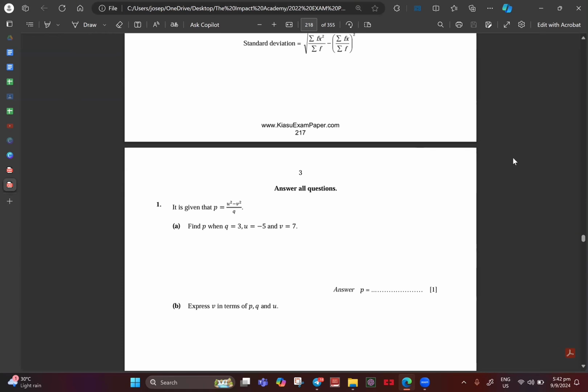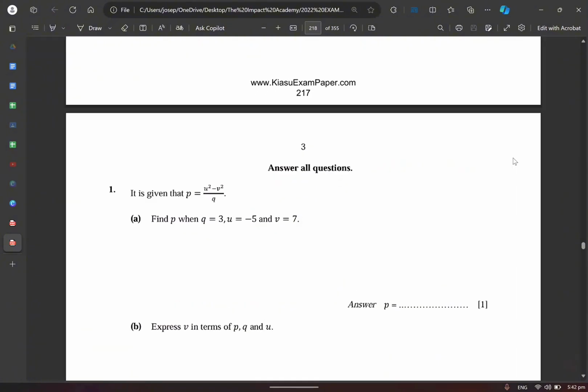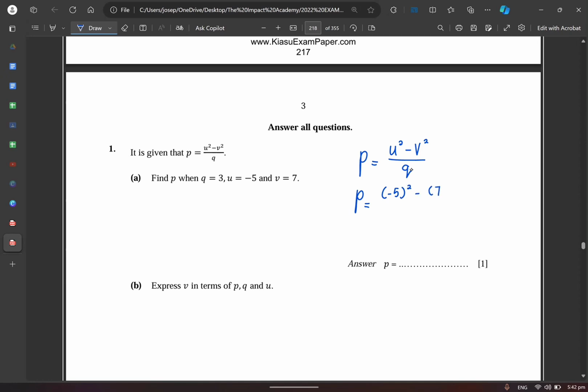As you can see over here, it says that it is given that P is equals to U squared minus V squared over Q. I want you all to be very, very careful about this. Always write it out first. P is equals to U squared minus V squared over Q. Am I making sense? What I want to find is P. U squared becomes negative 5 to the power of 2, minus negative 7 to the power of 2, over 3. Is this something that you can understand?